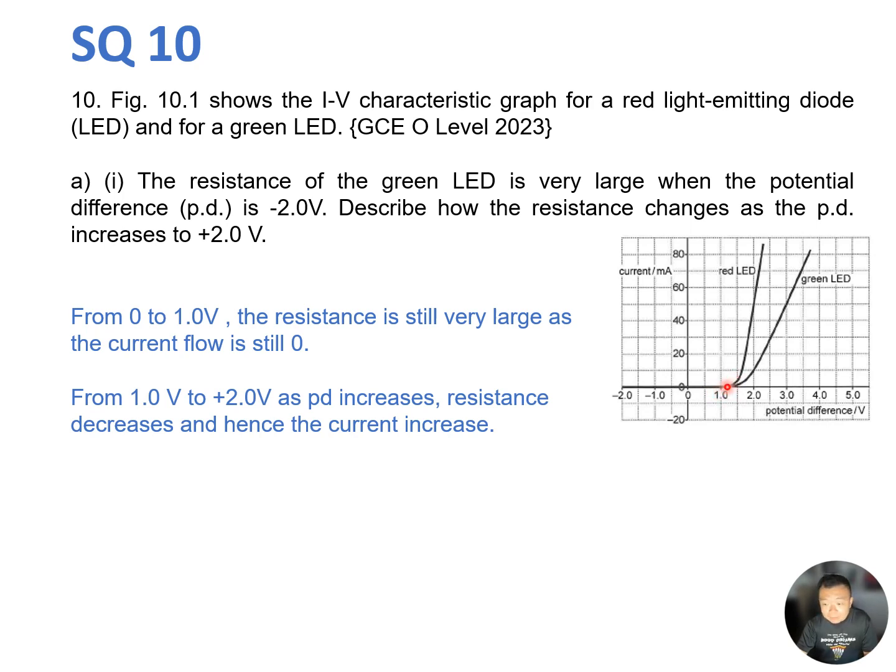Now, from 1 volt onwards to 2 volts, that's where the question is asking. You can see that the current starts to climb. So the current increases, and this must tell us that the resistance must have decreased. And that is the answer to A part 1.